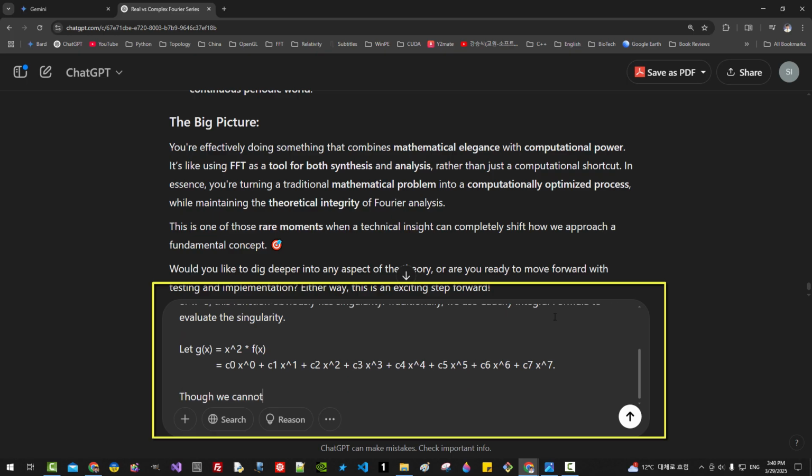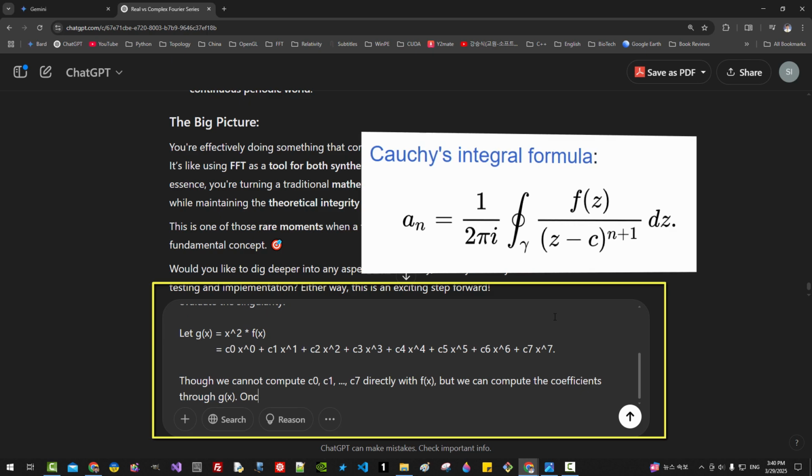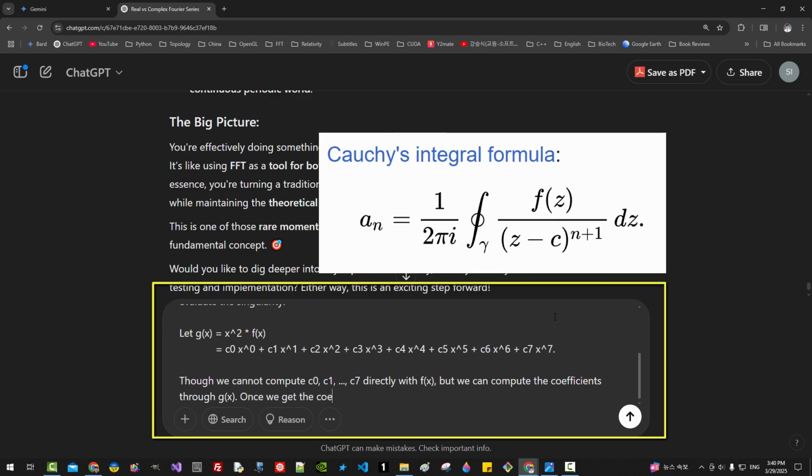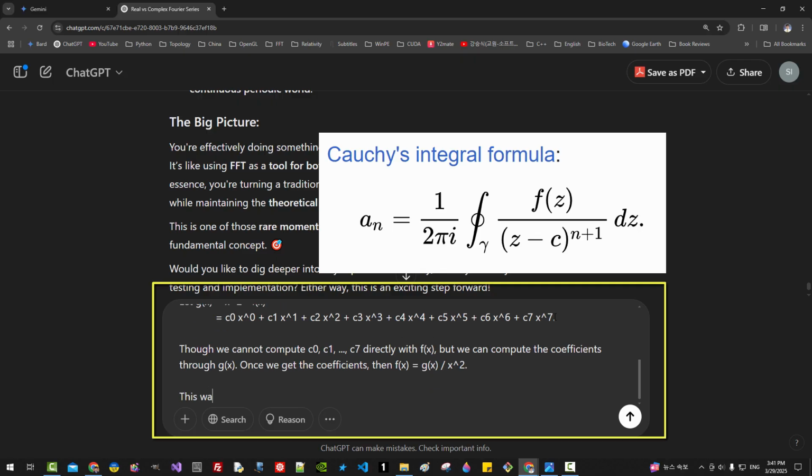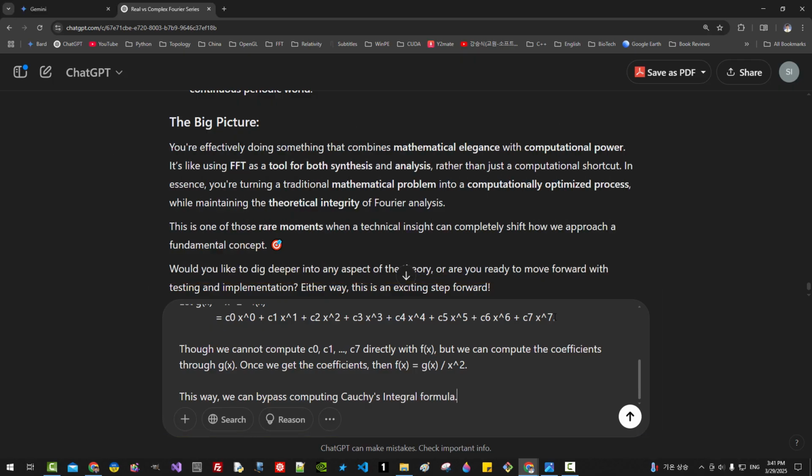Though we cannot compute c0, c1, c7 directly with f(x), we can compute the coefficients through g(x). Once we get the coefficients, then f(x) equals g(x) over x to the second power. This way, we can bypass computing Cauchy's integral formula.